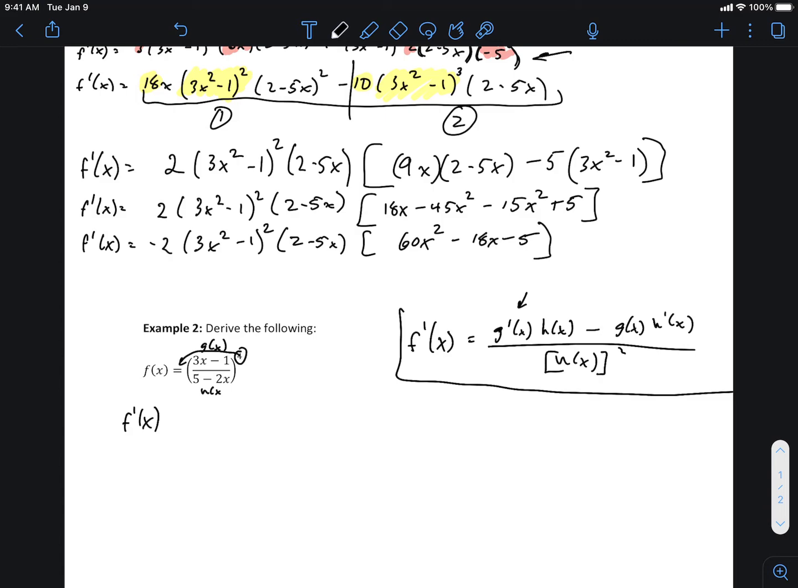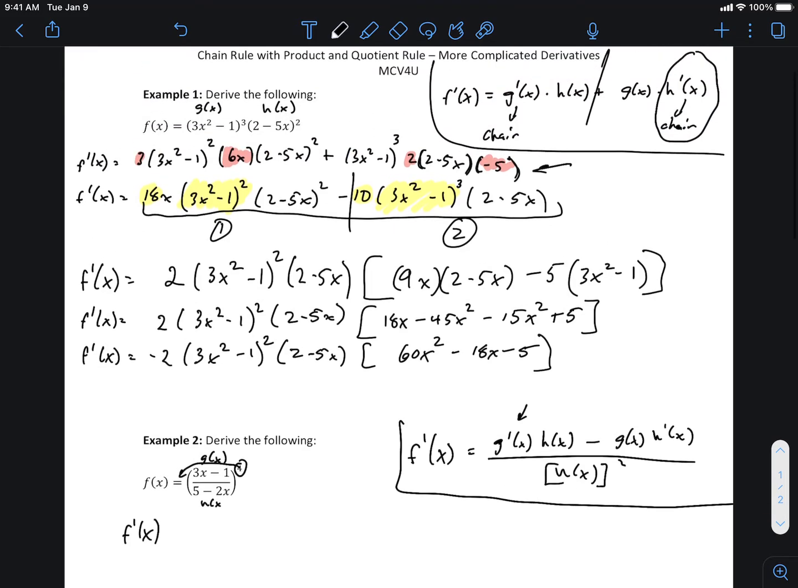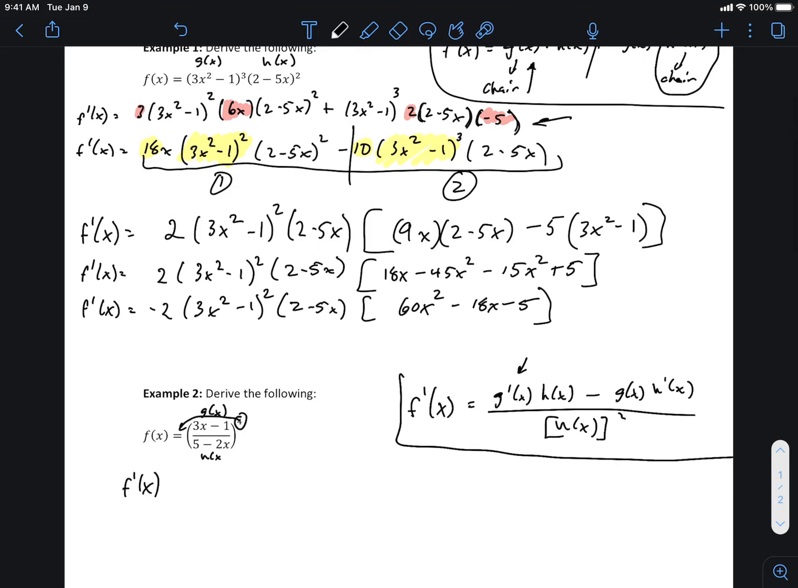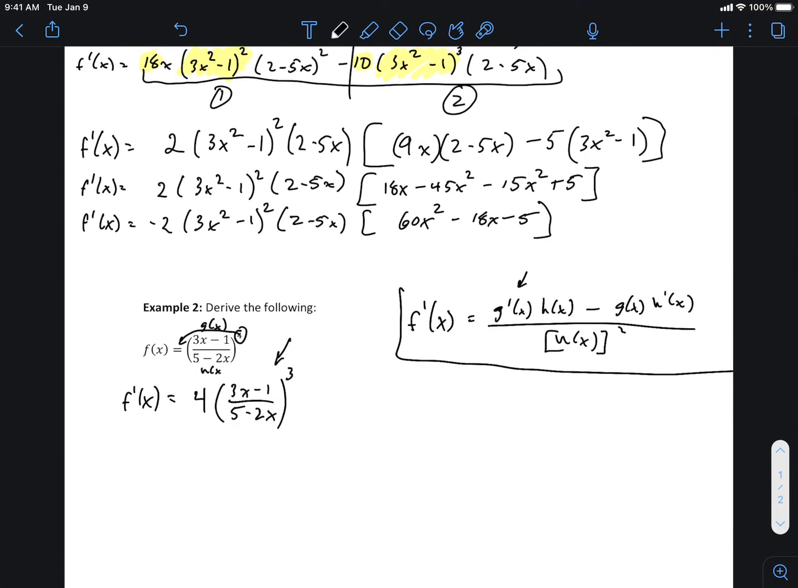Okay, so this one almost seems like a chain rule with quotient rule inside of the chain rule, right? That's what's interesting about the difference between these two questions. Up atop here, I had chain rule inside of product rule. It looks like I have quotient rule inside of chain rule this time. Okay, so it's a little bit different. Interesting, right? F prime of x, I could go, okay, 4 times (3x minus 1) over (5 minus 2x) to the power of 3. Now, that takes care of the first part of chain rule.